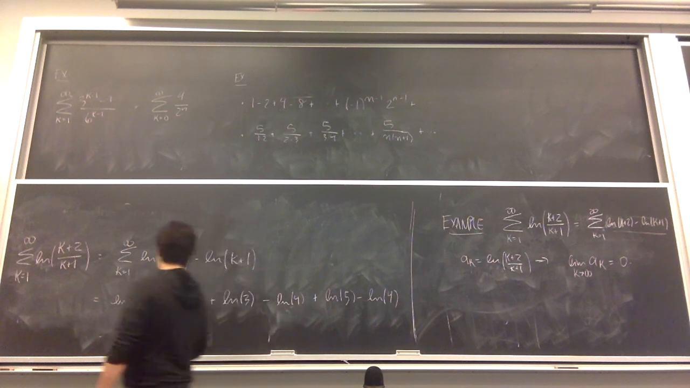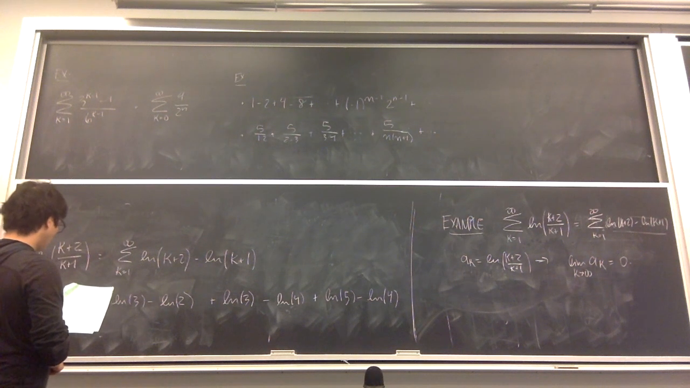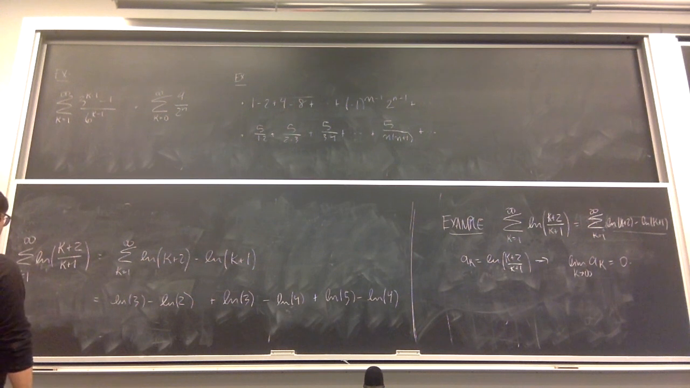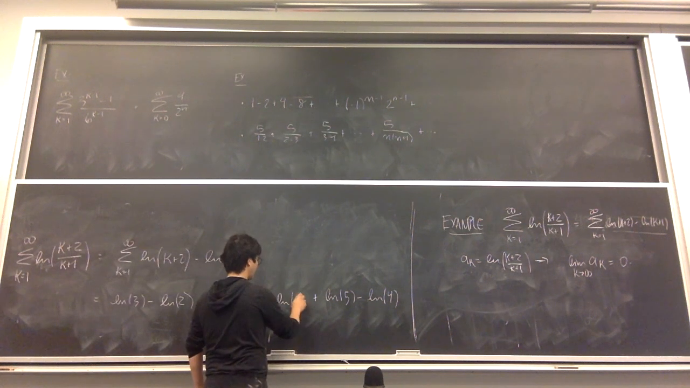Hold on, what is going on here? Where's my telescoping? What are we left with? Am I making a mistake? You can split it into a minus because it's a division of two terms. Oh, yeah, here's my mistake. That's an ln 2.